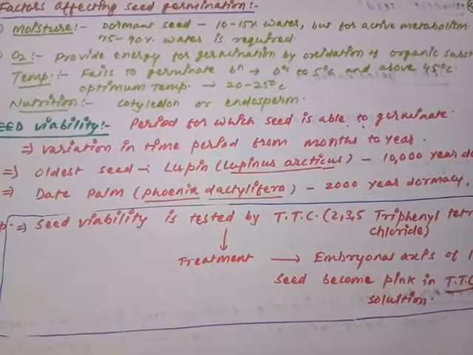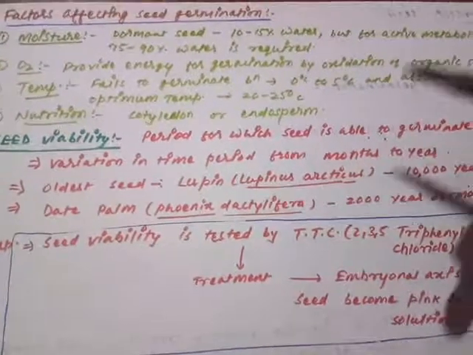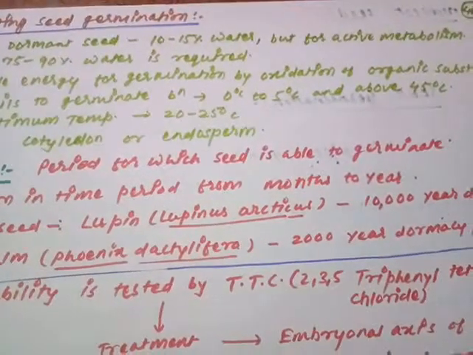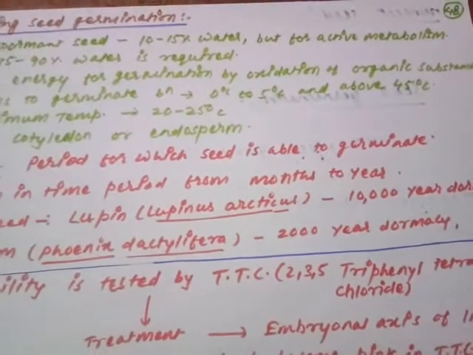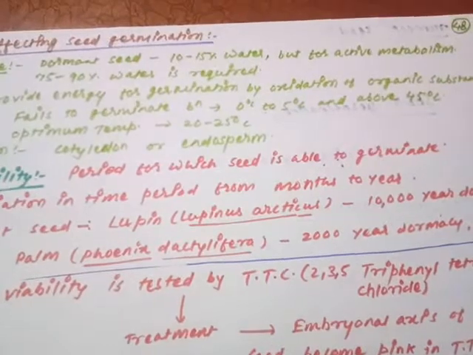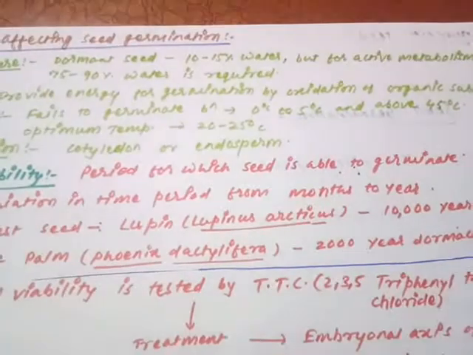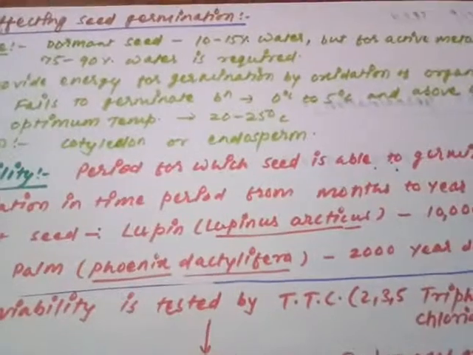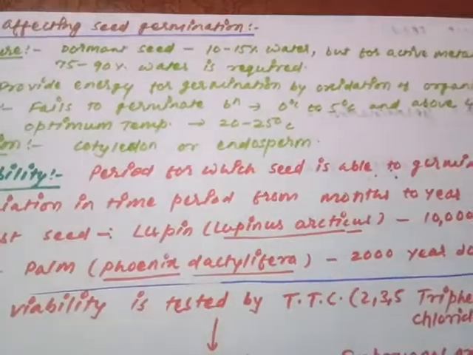The next one, temperature, plays a key role in the germination of seeds. The seed is not able to germinate when the temperature falls between 0 to 5 degrees centigrade, or is above 45 degrees centigrade. The optimal temperature range for the germination of the seed is 20 to 25 degrees centigrade.